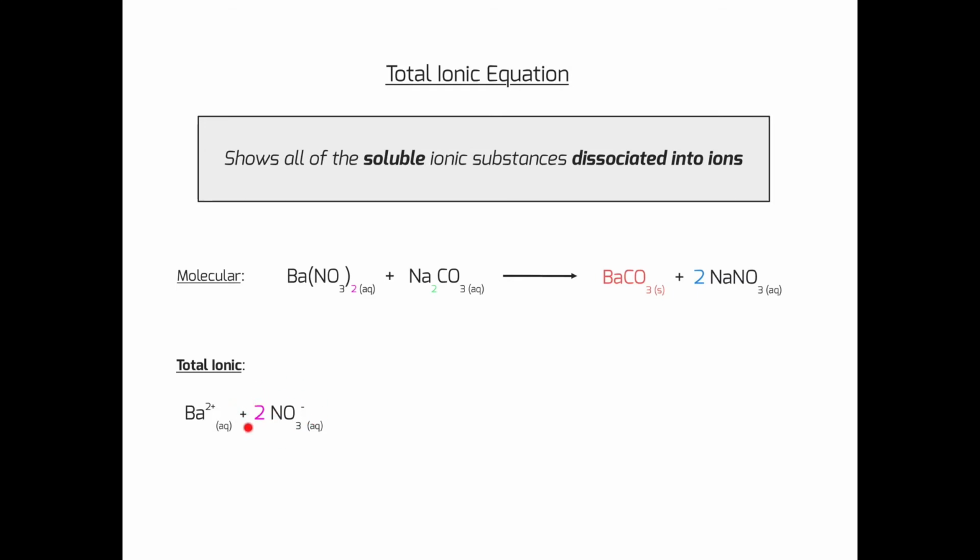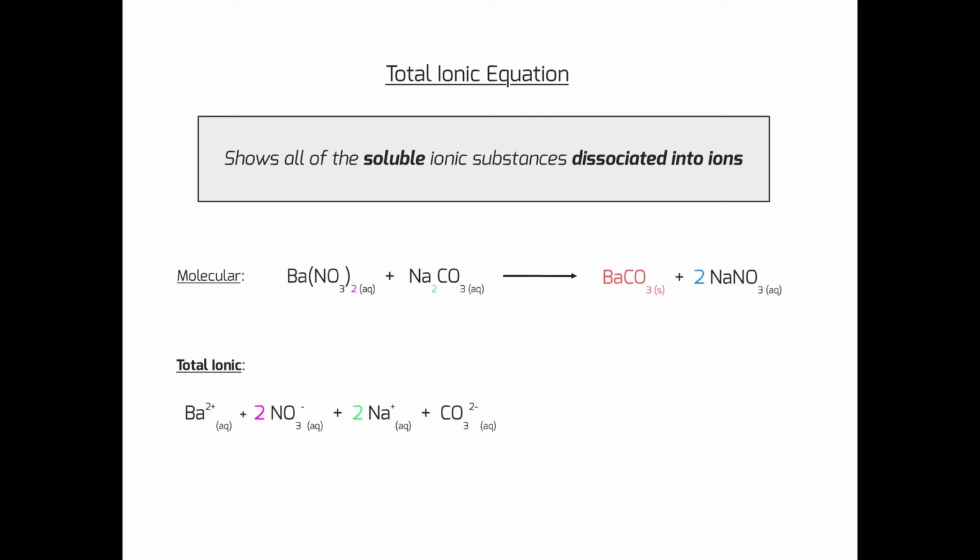And the 2 here on the nitrate comes from the 2 right here. So this 2 tells us we have 2 nitrates and only 1 barium. We can see that sodium carbonate is also aqueous, which means this is going to dissociate to ions also. So we have 2 sodium ions, and our sodium is a +1 charge. So we have 2 sodium ions here, 2 here, and we have just 1 carbonate ion. So our carbonate is a polyatomic with a 2- charge.